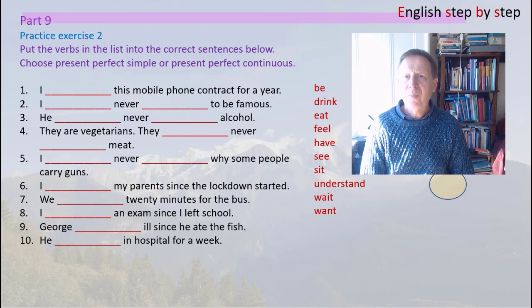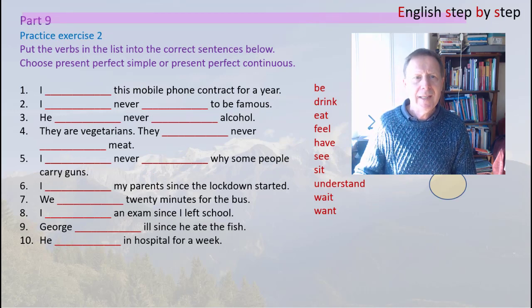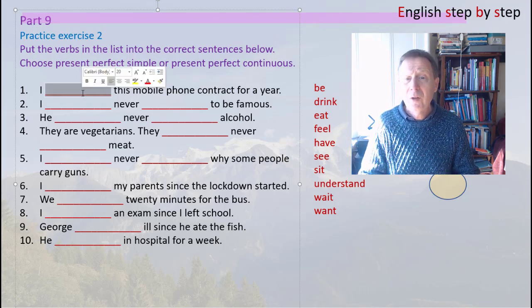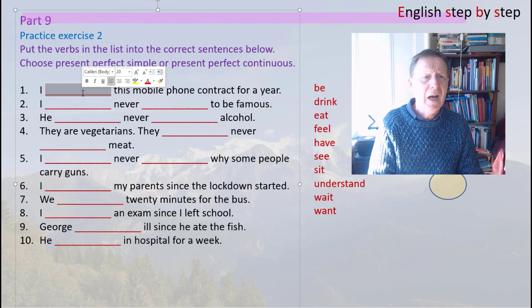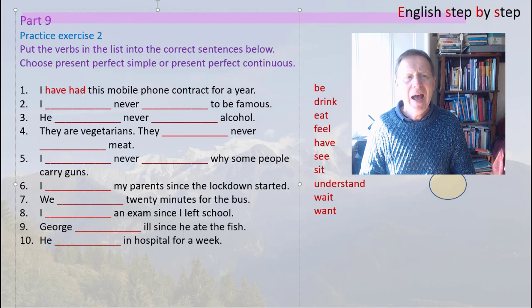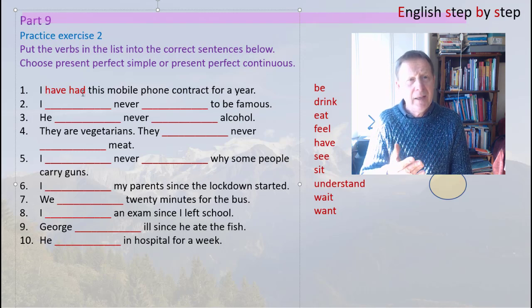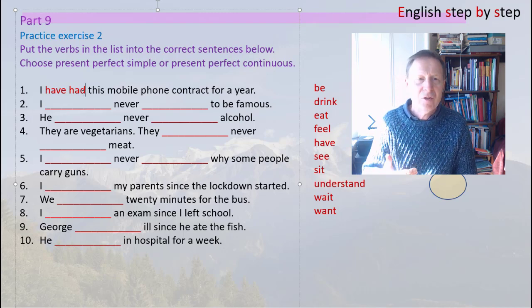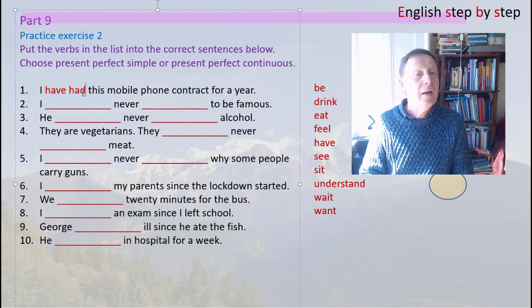So let's move on to practice exercise 2. And you can see it's about a mobile phone contract. And I think the only verb we can use would be I have had. Using the verb have: I have had this mobile contract for a year. Now, again, you can't say I have been having, because in this case, it's not a continuing activity. It's not an action that continues. It's I have had.